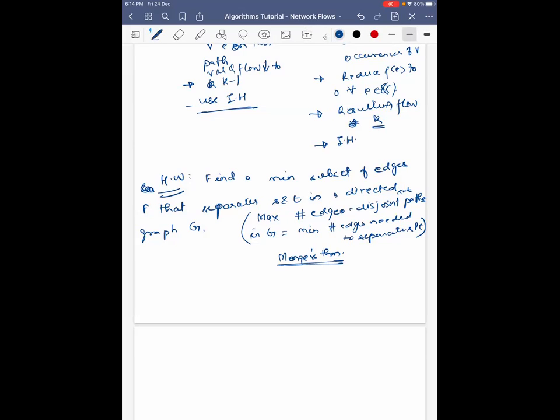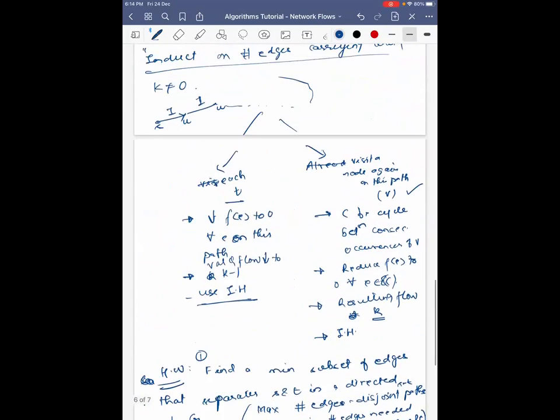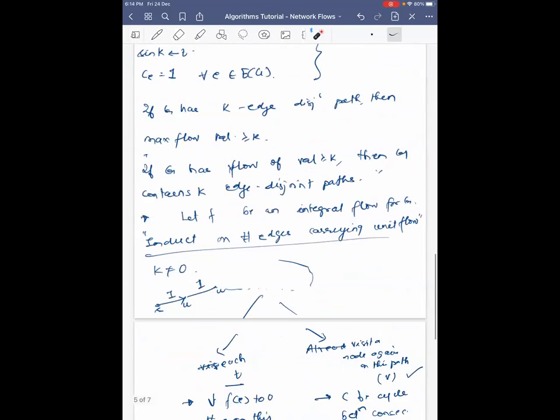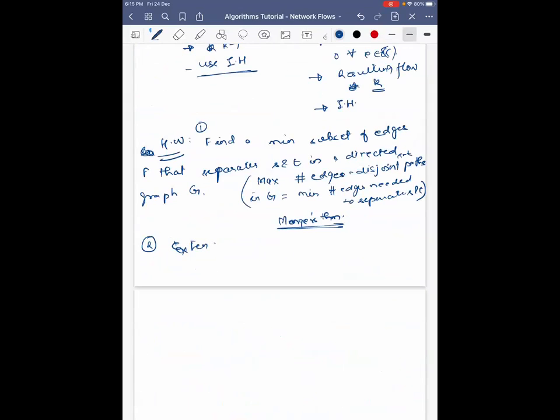Okay. So this is one question. Try it out, and second, try to extend what we did here. That is, try to extend this to undirected graphs. Extend the problem to undirected graphs. The first problem, right? Yeah. With Menger's theorem to undirected. Okay. Yeah.